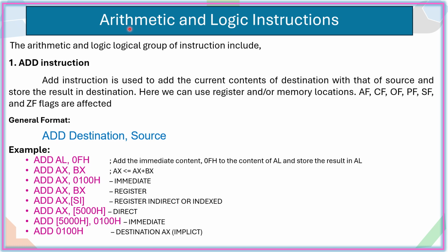operations, add and subtract. So we'll be adding two datas. The content or data in the source register or the memory address will be summed up or added with the destination register. So here the immediate data 0F will be added with the content in the AL register, and the result will be finally stored in the AL itself.